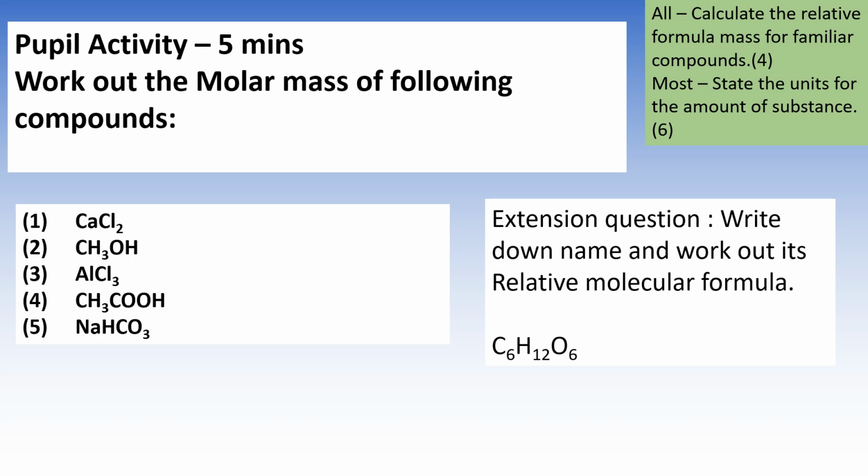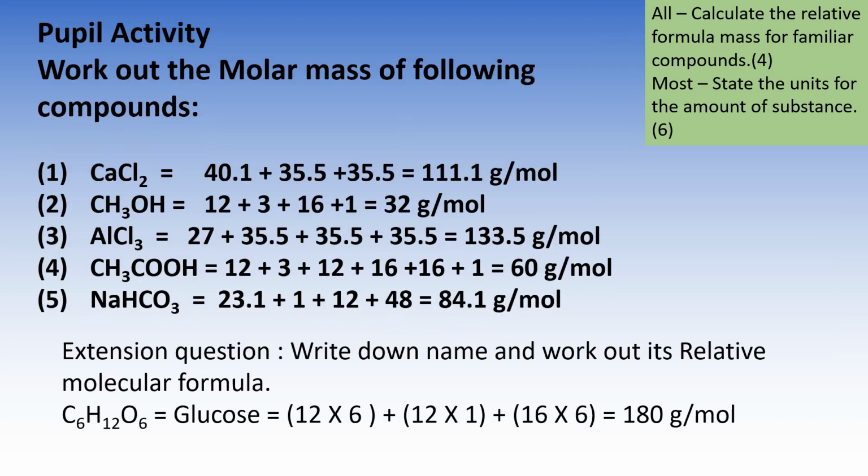Okay, right. So let's go through the answers. Let's have a look at these compounds again. For calcium chloride, the respective relative atomic masses are written down. I have repeated 35.5 twice, as chlorine is present twice in the formula. That gives us a combined value of 111.1. Then you have methanol, which is 12 plus 3 plus 16 plus 1.